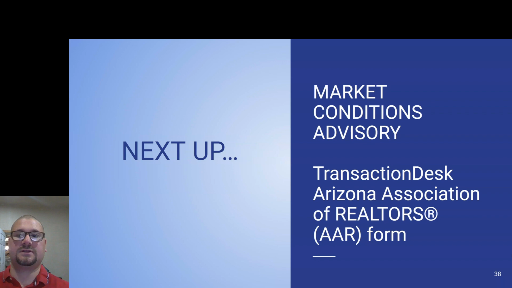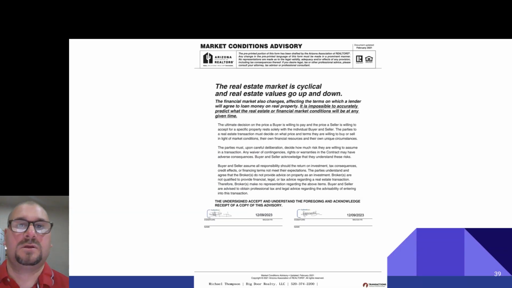Next up, market condition advisory. So real estate market is cyclical, right? It goes up and down. There's no way to know how much your house is worth without doing a comparable market analysis by a realtor. The financial market also changes, affecting the terms on which a lender will agree to loan money on real property. It's impossible to accurately predict what the real estate or financial market condition will be at any time.